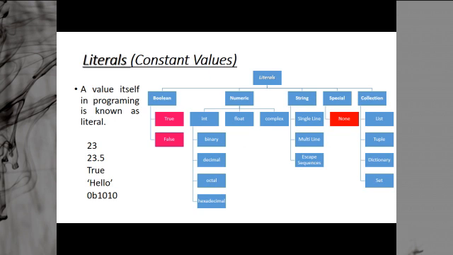A name can be written as name of student, name of person, identification name, anything. But Pawan cannot be written in any other form. Pawan is Pawan. Anil is Anil. Amit is Amit. These are the constant values. So a value itself in programming is known as a literal, like 23, 23.5, True, hello, 0b1010. All these things are literals.